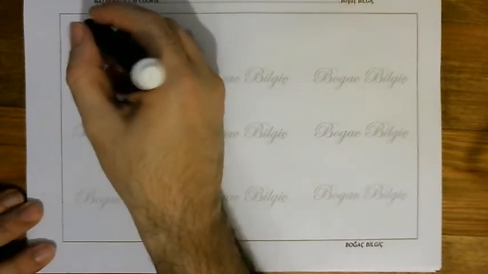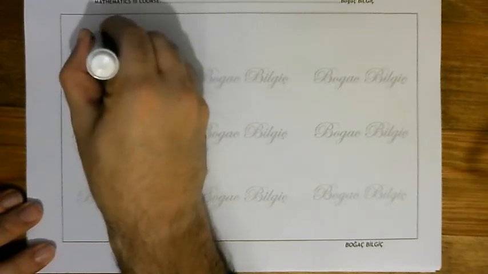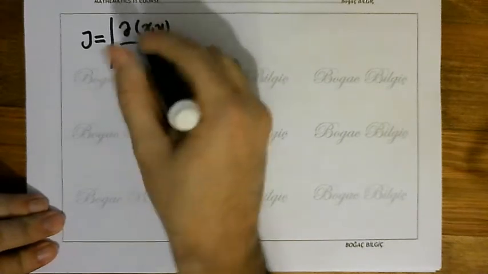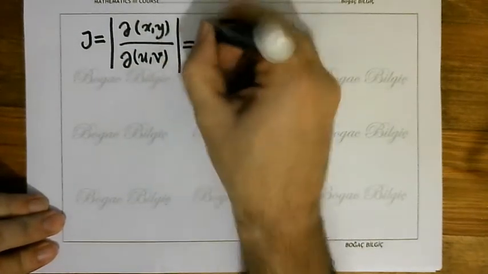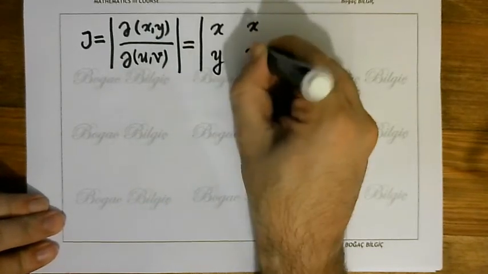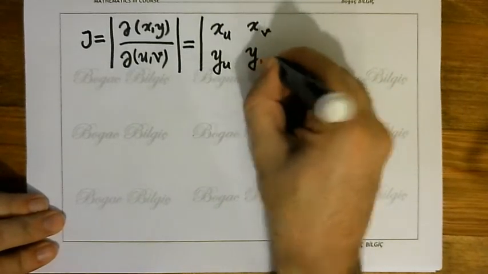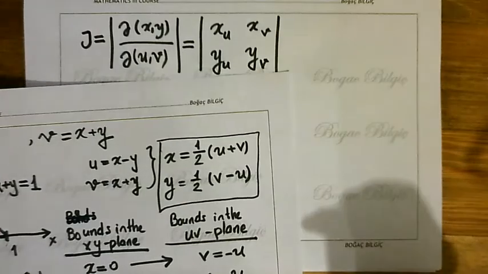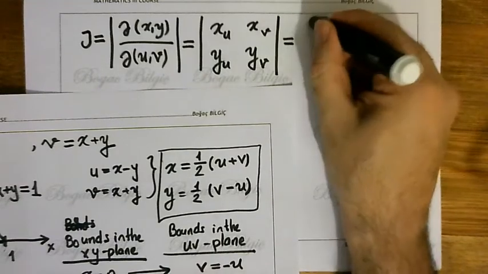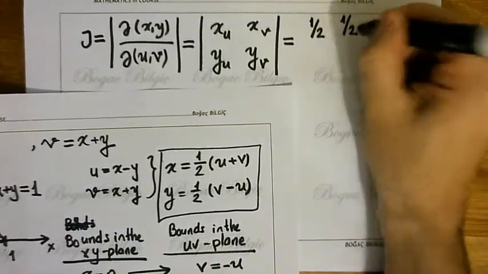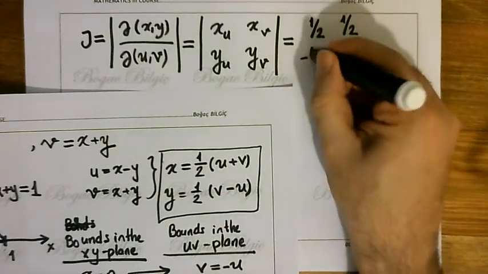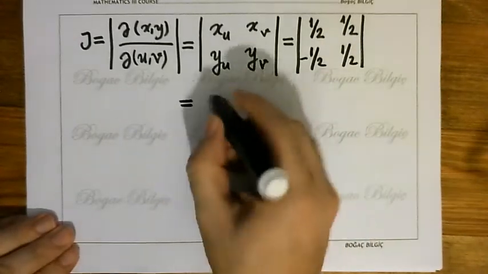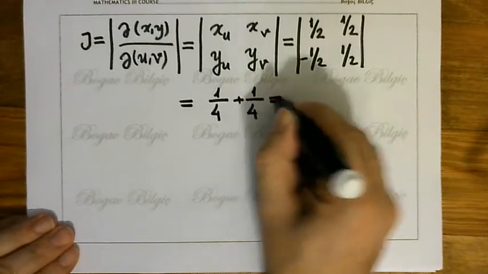Transformation of Jacobian. Now the Jacobian is the determinant of del x y over del u v. We calculate it easily: x_u is 1 divided by 2, x_v is 1 divided by 2, minus 1 divided by 2, 1 divided by 2. So 1 divided by 4 plus 1 divided by 4 is equal to 1 divided by 2.